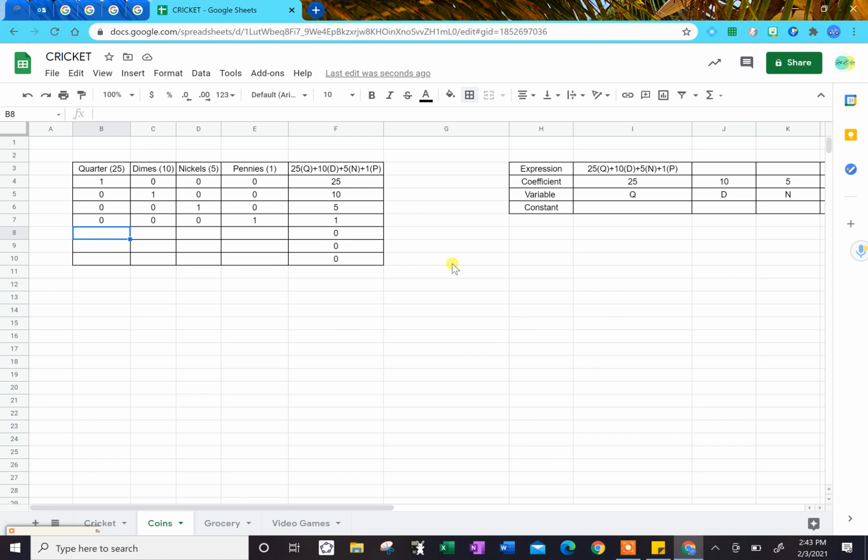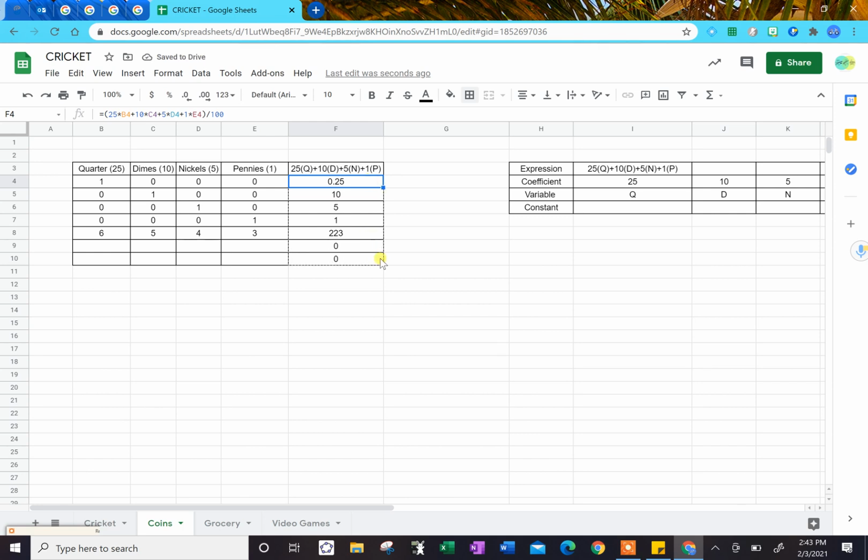Now, there is a problem with this. Let's say I had 6 quarters, 5 dimes, 4 nickels, and 3 pennies. Now it says I have 223. What that really means is 223 cents. If I want to make this into dollars, I have to remember that cents is out of 100. So what I can do is modify my formula. I'm going to put parentheses around the entire expression, and I'm not going to multiply by 100. I'm actually going to divide by 100. And when I do that, it changes it into dollars.